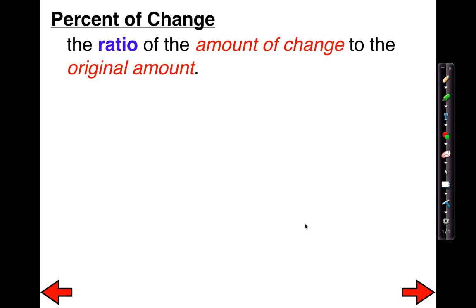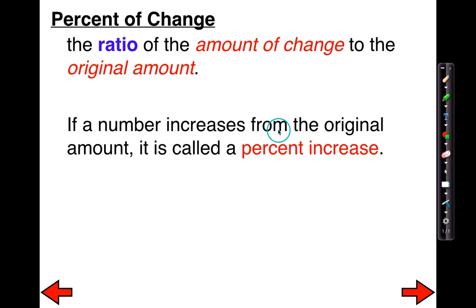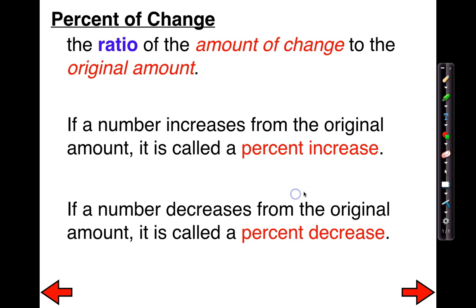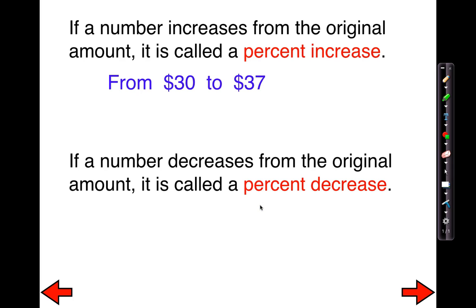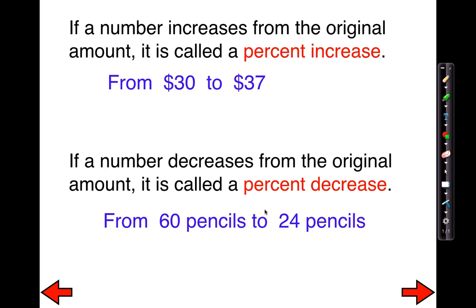Percent of change is essentially the ratio of the amount of change to the original amount. So if a number increases from the original amount, it's called a percent increase. Then, of course, if a number decreases from the original amount, it's called a percent decrease. For example, from 30 to 37, it obviously increased. And from 60 pencils to 24 pencils, that's obviously a decrease.